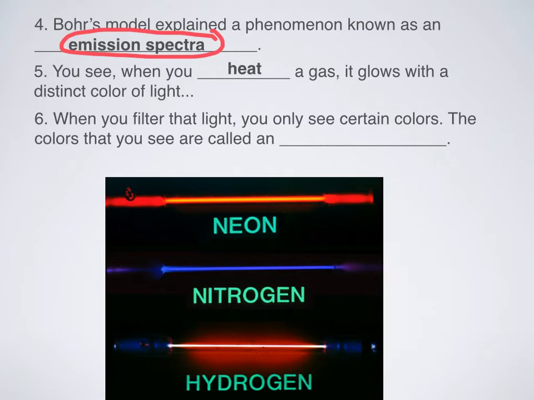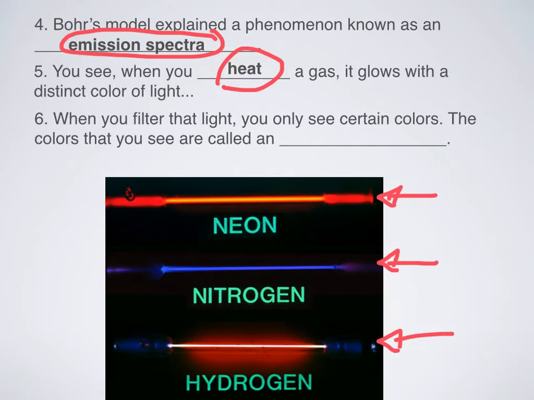You see, when you heat up a gas, it starts to glow. So for neon, we get that sort of orange color. For nitrogen, we get this sort of bluish violet. And then for hydrogen, in this picture, it kind of looks a little bit pink. And so that's something that everybody can just see with their own eyes.